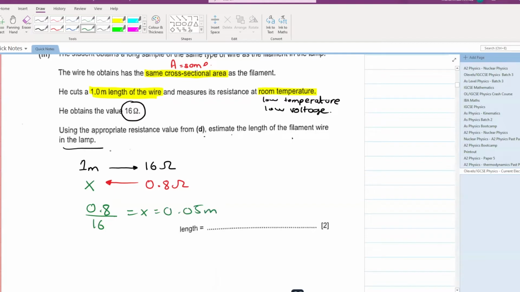And why was I able to apply ratio method here? Any geniuses in the chat who would like to answer this? Why was I able to apply ratio method here? Because I know resistance is directly proportional to length. Any two quantities that are directly proportional, we can apply ratio method. Let's further move ahead to the next question.